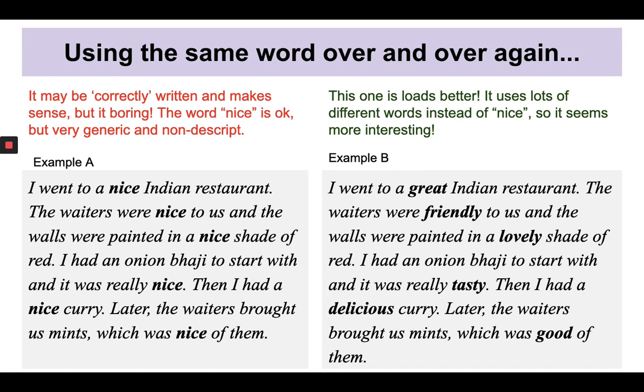Whereas example B is very specific and makes it so much more interesting to read. We went to a great Indian restaurant. The waiters were friendly. It was a lovely shade of red. The food was tasty and delicious.